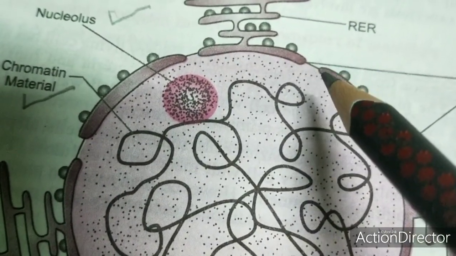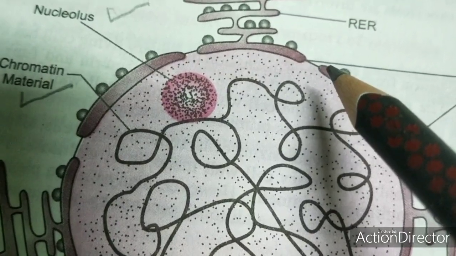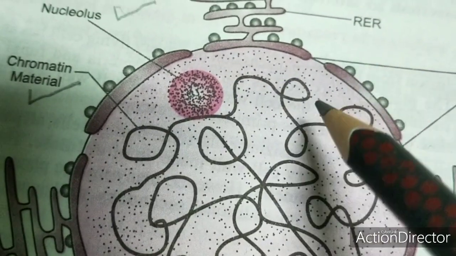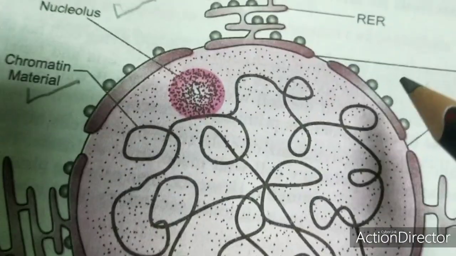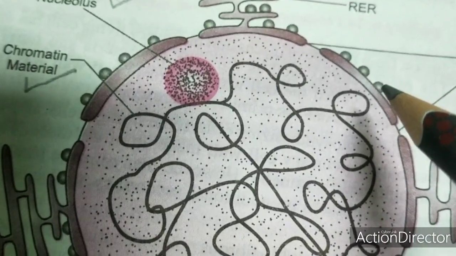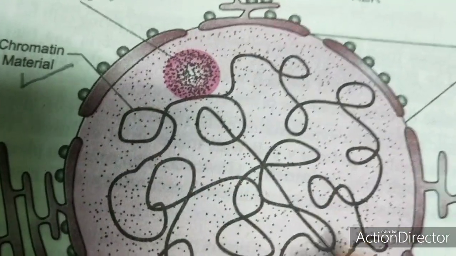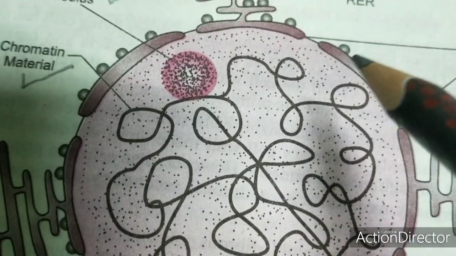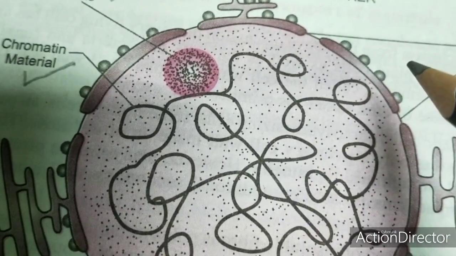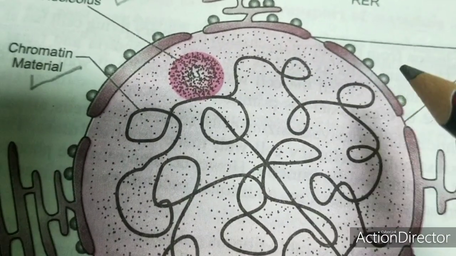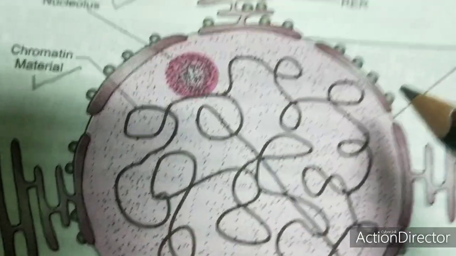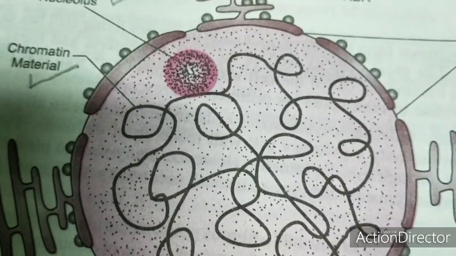It is porous in nature and it is semi-permeable. So it allows the movement of materials inside and outside the nucleus. This is one of the important functions of the nuclear membrane. It is the outermost layer of the nucleus and it is porous. As it is porous, it allows the materials to move inside and outside the nucleus. So it is also called a semi-permeable membrane. This is the important function of the nuclear membrane.